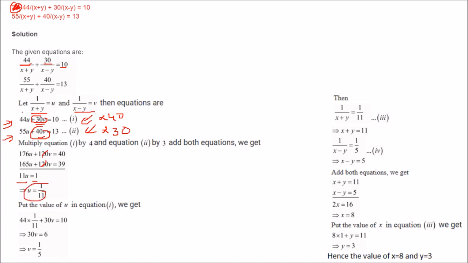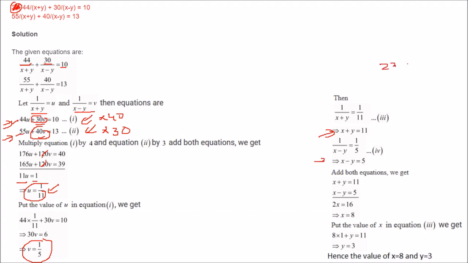Now put u equal to 1 by 11 in any of these two equations, you get v equal to 1 by 5. But now, this is the first step. What was 1 by x plus y? It was 1 by 11. So x plus y is 11. This is the first equation. What was 1 by x minus y? It is equal to v. v was 1 by 5. So x minus y will be equal to 5. This is your second equation.